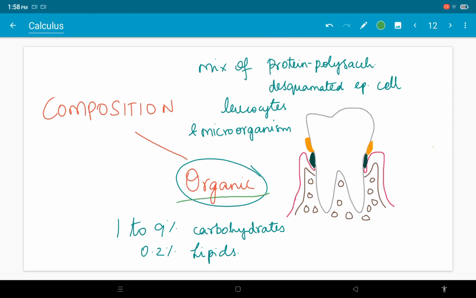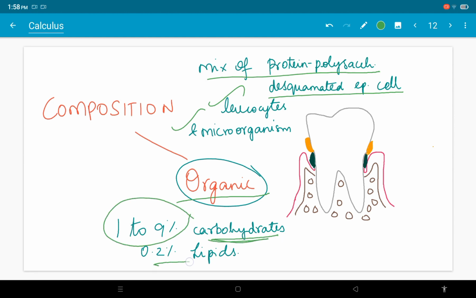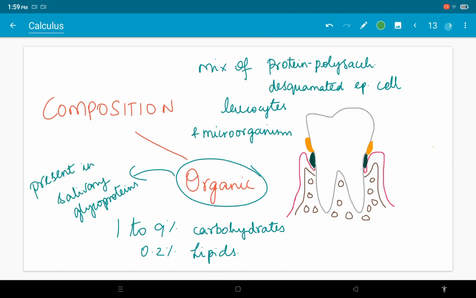Organic content will be a mix of protein and polysaccharide and desquamated epithelial cells along with leukocytes and microorganisms. After which about 1 to 10% will be your carbohydrates and 0.2% lipids. So the majority will be your protein and polysaccharides, along with which you have desquamated epithelial cells, leukocytes and microorganisms. This protein and polysaccharide mostly comes from your salivary glycoproteins for supragingival calculus.